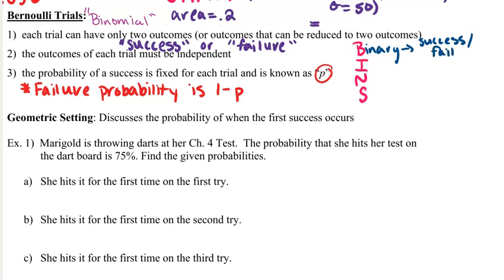Okay, your trials, every time you do this, are going to be independent.